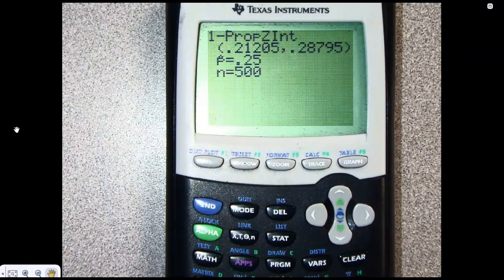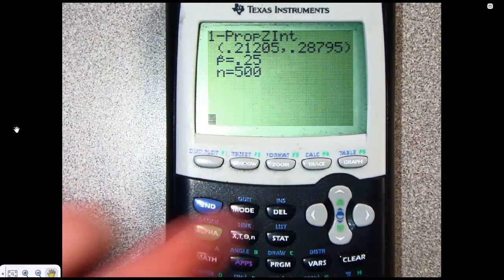Is that good? So two prop is the other one we've done. Let's say p hat 1 equals 0.4 and n1 equals 200, and then p hat 2 equals 0.5 and n2 equals 300.